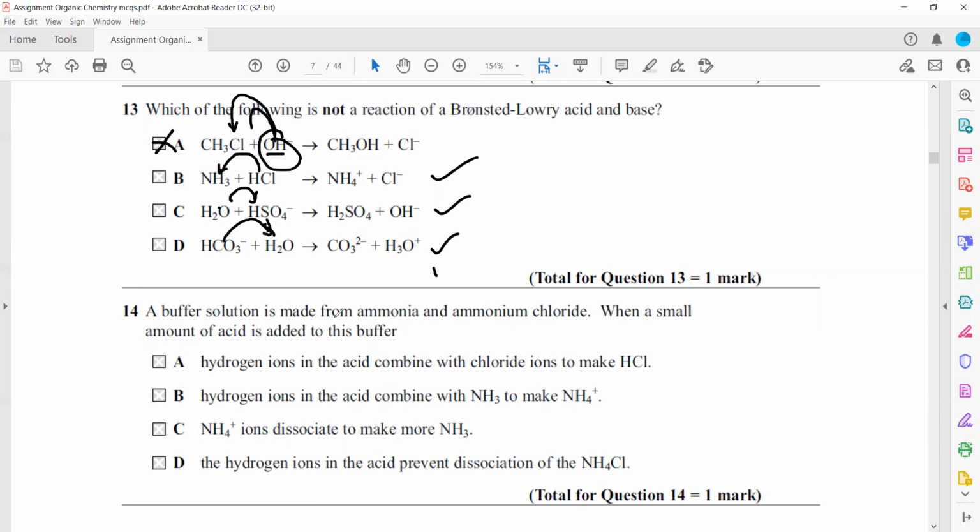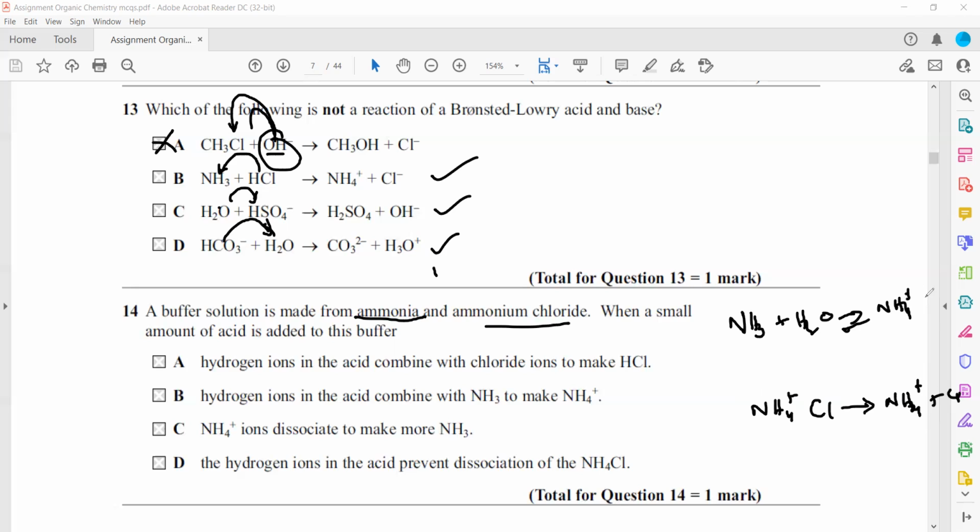And for question 14, a buffer solution is made from ammonia plus ammonium chloride. When a small amount of acid is added to this buffer, a solution which resists the change in pH. So when we add acid, because a buffer solution contains a weak acid and its salt, or a weak base and its salt. So ammonia is a weak base and its salt is ammonium chloride, which will dissociate into ammonium ion, NH4 plus and Cl minus, and water is there, H2O. So it will produce NH4 plus and OH minus.